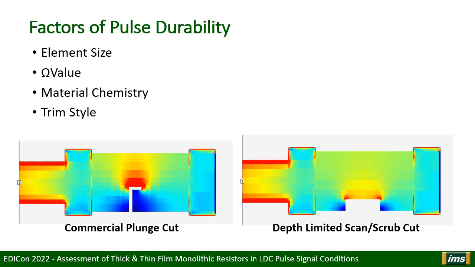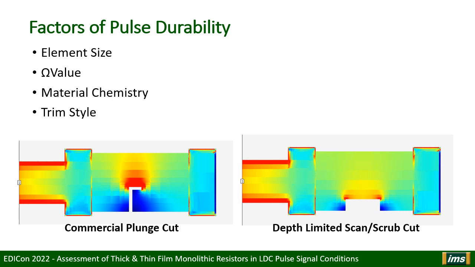We know that there are some factors to pulse durability, and it's natural that element size is one of them. Length is the contributor to max and working voltage, and width contributes to max power. Ohm value and chemistry are related and have a large impact, since the grain size, dispersion, and proportion of conductor and non-conductor play a role in the paths current will take.